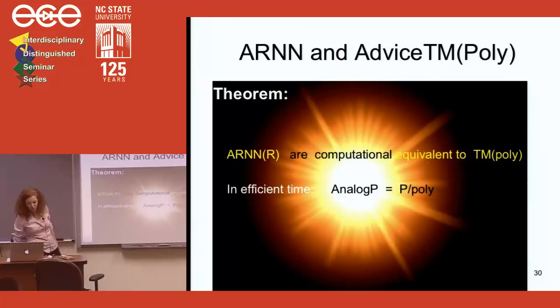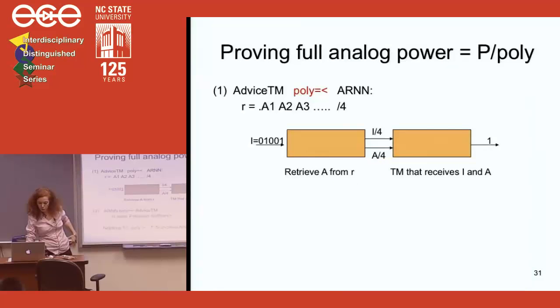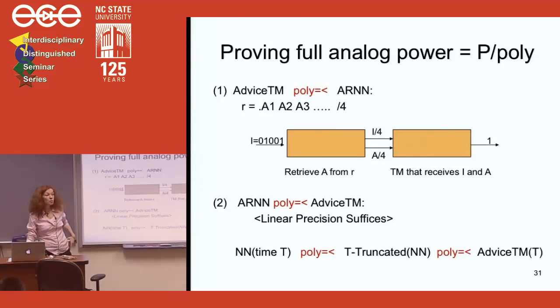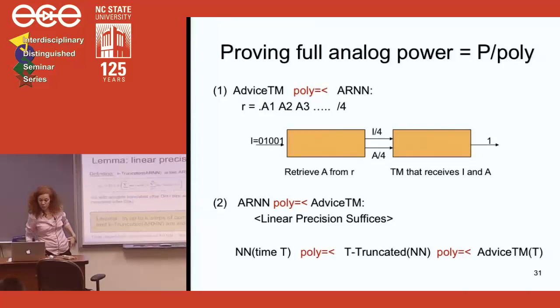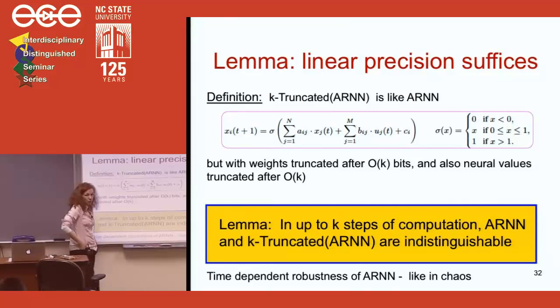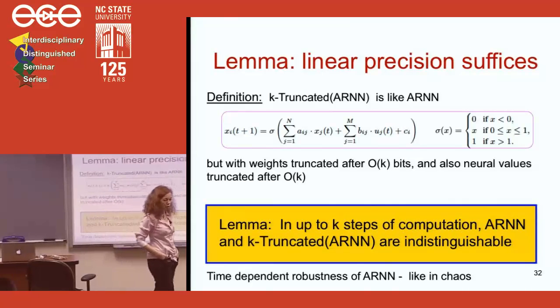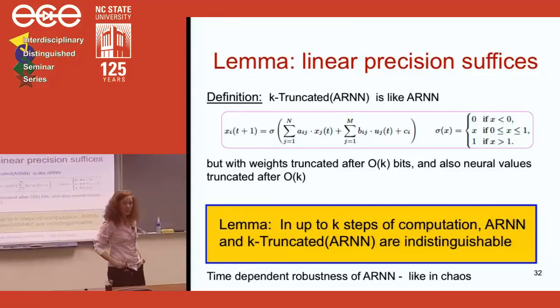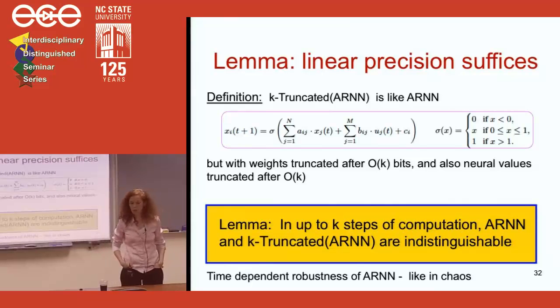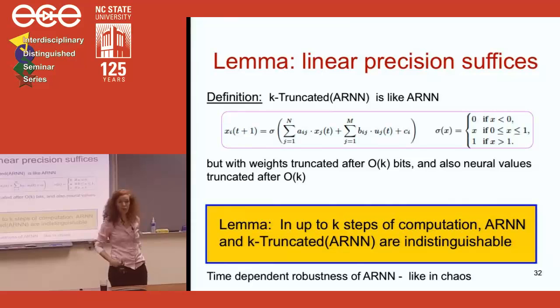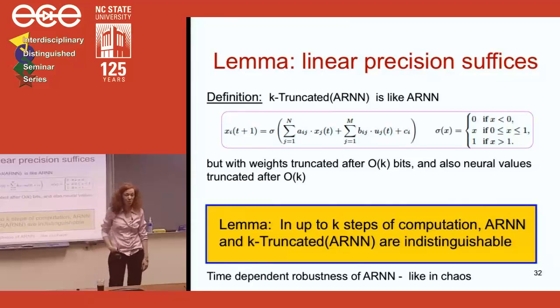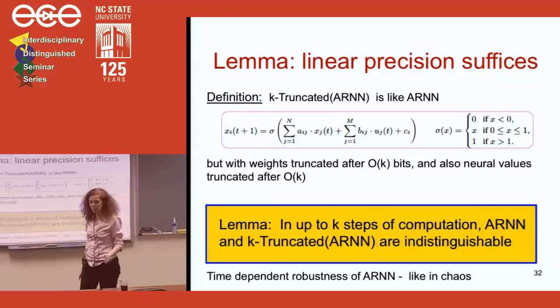So the theorem will be that the analog neural network, the general model, will be computationally equivalent to analog P, also called P/poly. I'm not going to show you the proof. I'm going to show you one part of the proof that we need: one lemma that is very crucial for the proof and will be very crucial for understanding what Super-Turing is. It's called "linear precision suffices." If some people here are physicists, they will feel very comfortable with this lemma. So what the lemma says is the following.